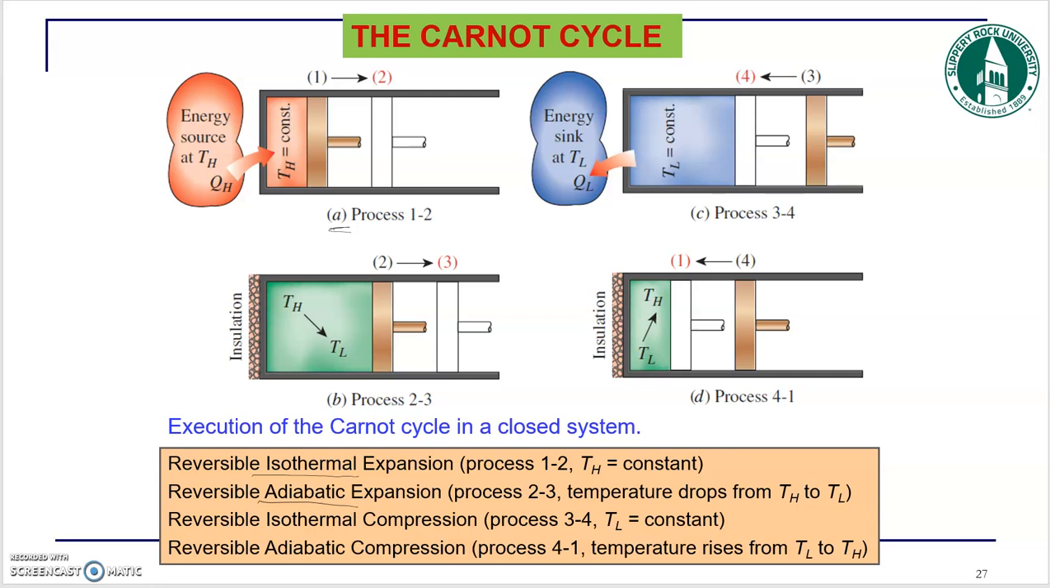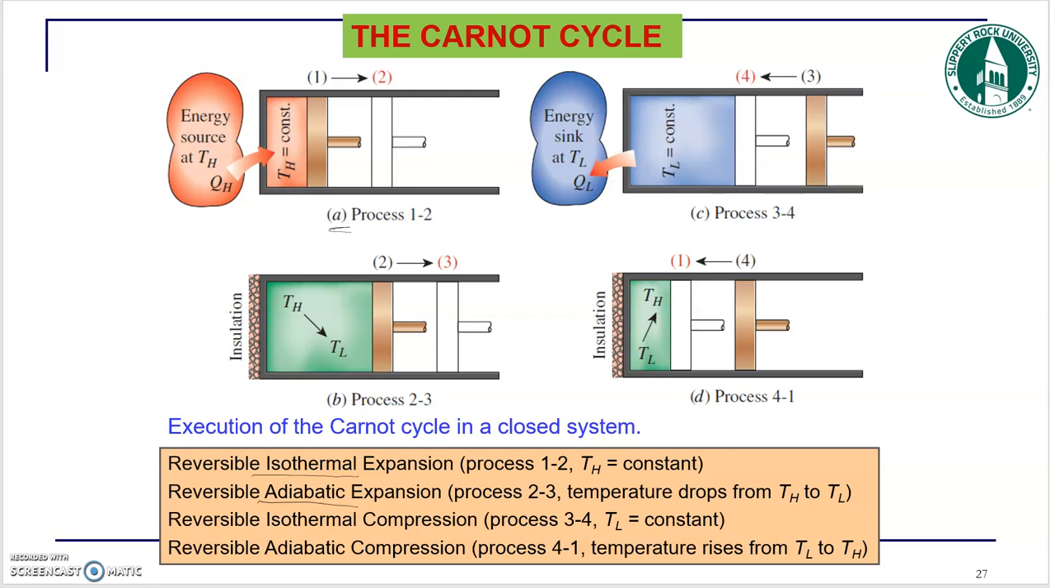Process number 2 to 3, you can see it here. In this process you insulate your system, and the gas expands. Since the gas expands, the temperature drops, and since there is no heat transfer, this temperature drop happens, right? So this is an adiabatic process. Again, it's quasi-equilibrium, a very slow process that is assumed here theoretically. The temperature drops because there is no heat transfer between your system and surroundings.